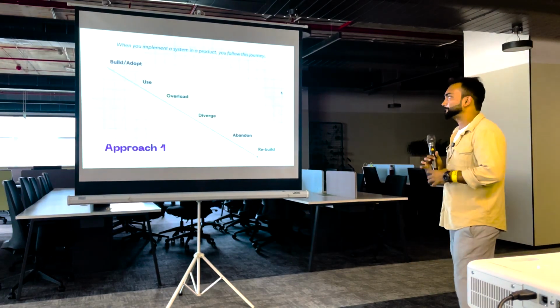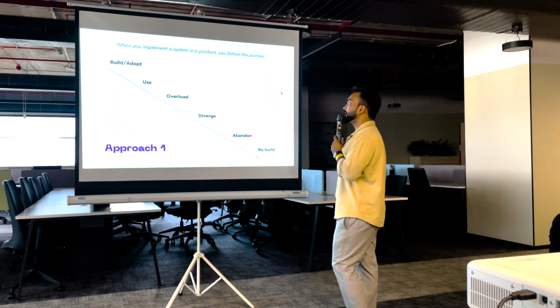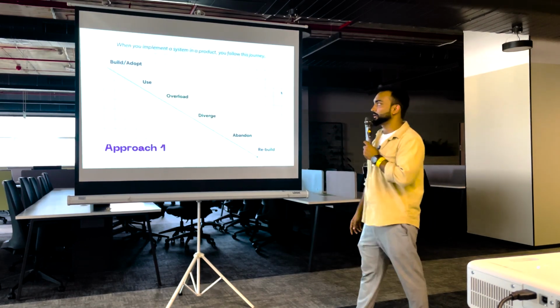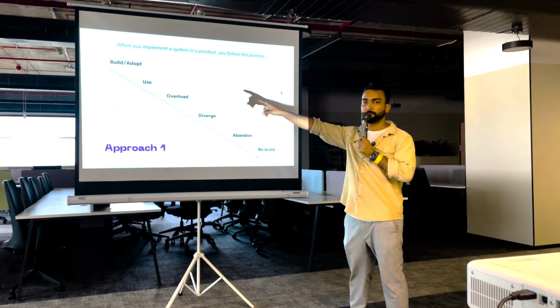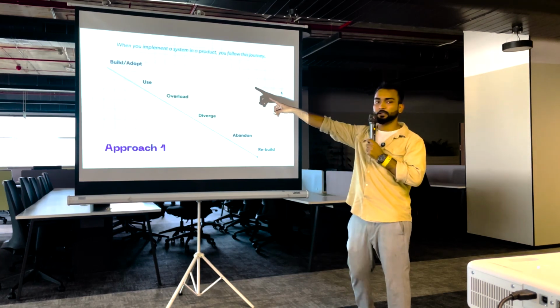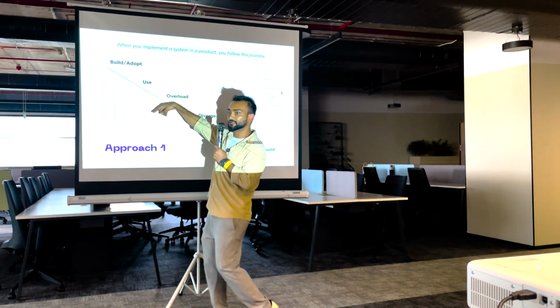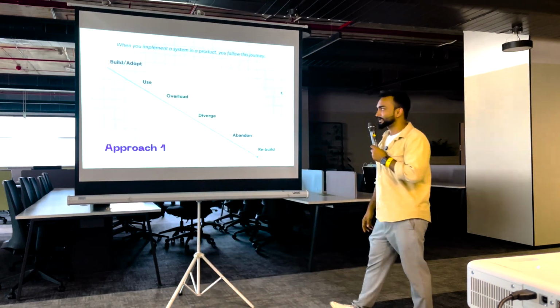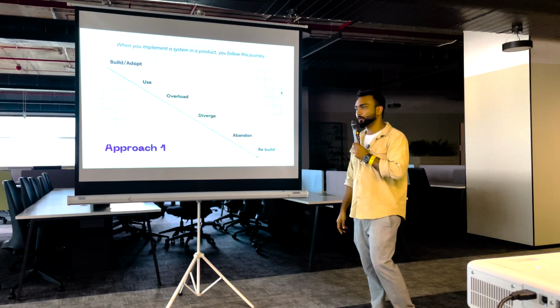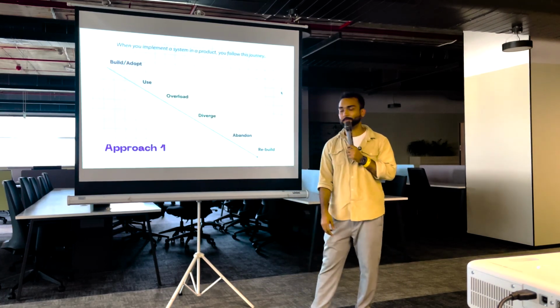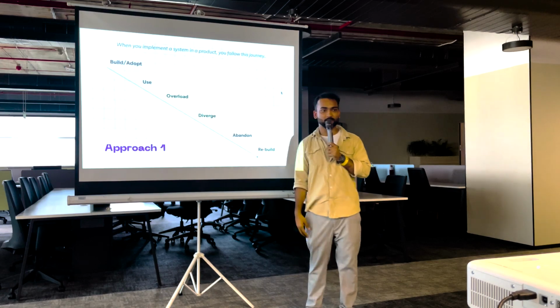Next slide. Now, when you implement a design system in a product, this is a common journey that happens: you initially build a system or you adopt a system, then you start using it. This is the happiest phase of any design system. As time goes by, you tend to make new and new components, new and new colors are coming. You start to overload your design system.